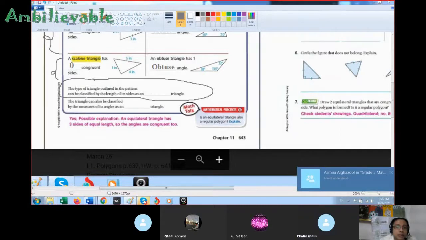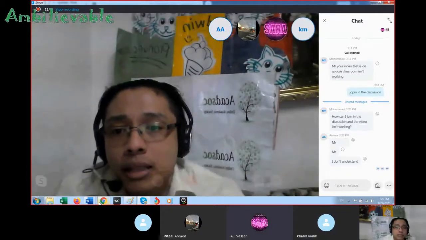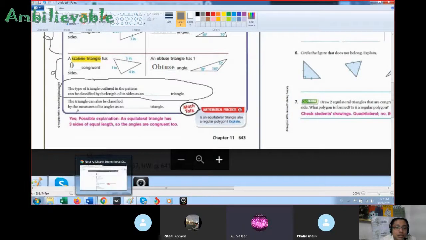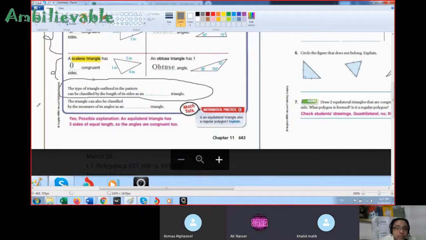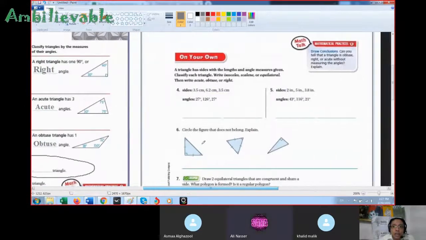Yes, Rivan. What is your question about the triangle? The type of triangle outlined in the pattern can be classified by the length of its sides as an equilateral. Okay? Equilateral triangle.